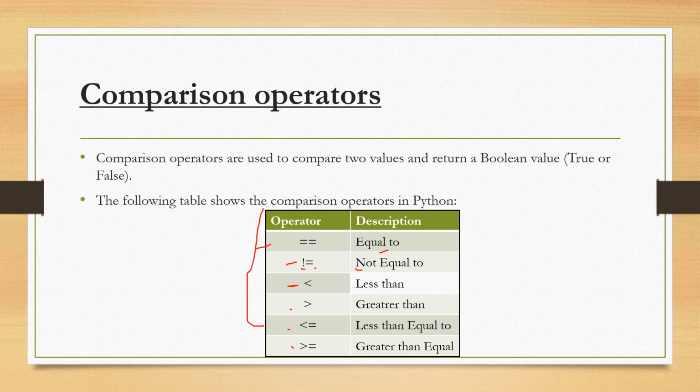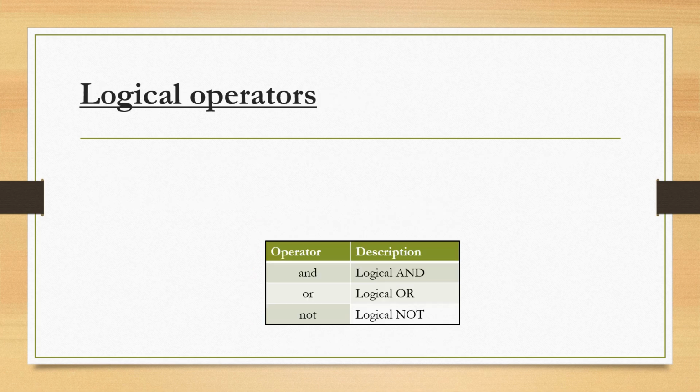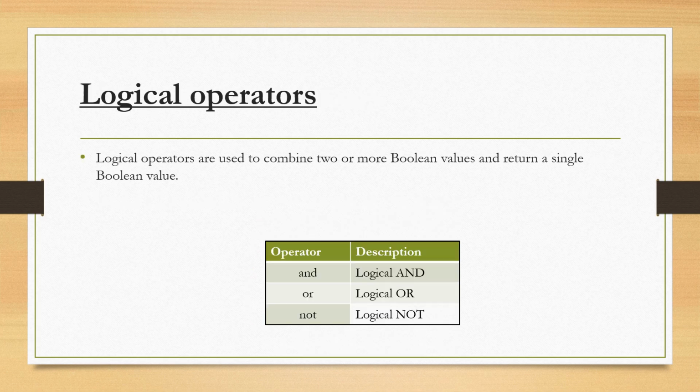Okay, so now you have understood arithmetic operators and comparison operators. Now we are going to see logical operators. So what are logical operators? Logical operators are used to combine two or more boolean values and return a single boolean value.